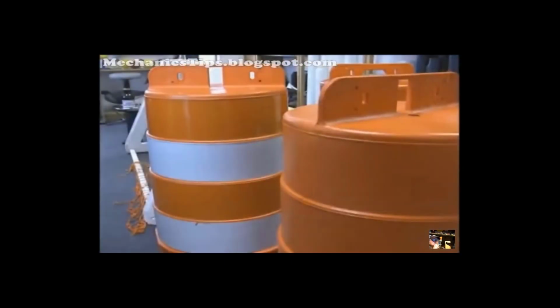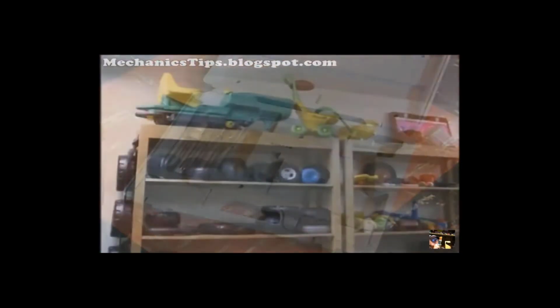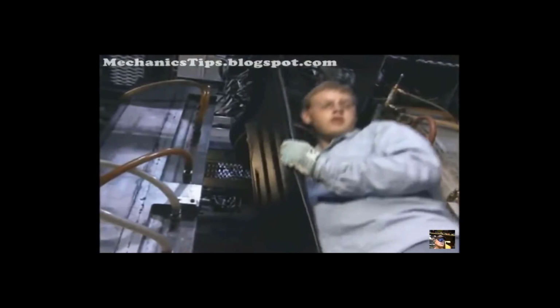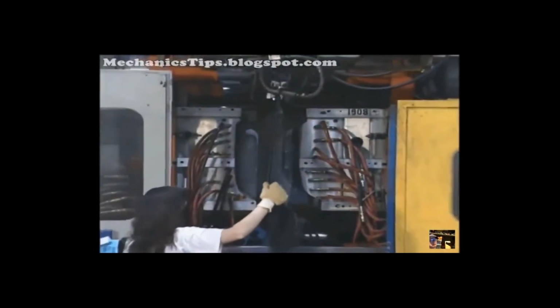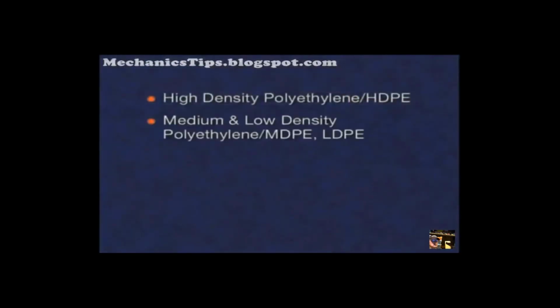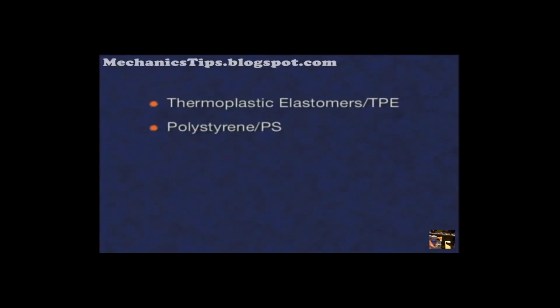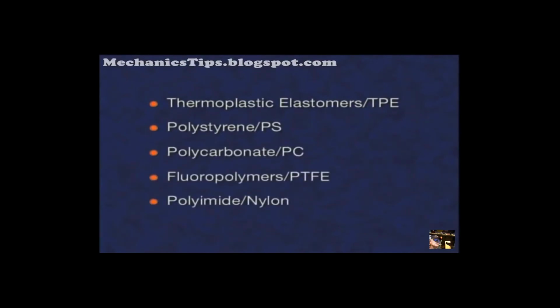Bottles and containers are the most common blow-molded products, but other items such as highway barrels, automotive components, double-walled cases, toys, medical items, and structural panels are produced. Blow-molded products are formed from thermoplastic resins such as high-density polyethylene, medium and low-density polyethylene, polyethylene terephthalate, polypropylene, polyvinyl chloride, thermoplastic elastomers, polystyrene, polycarbonate, fluoropolymers, polyamide, and many other materials.